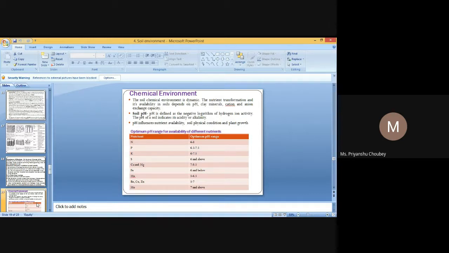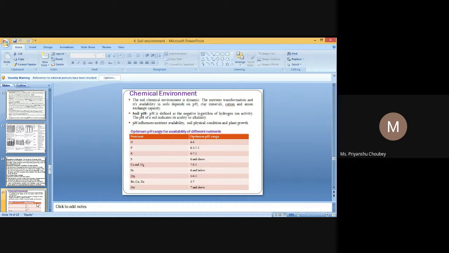Chemical environment. The soil chemical environment is the dynamic nutrient transformation, and its availability in soil depends on pH, clay minerals, and cation and anion exchange capacity. Soil pH is defined as the negative logarithm of hydrogen ion activity. The pH of a soil indicates its acidity or alkalinity. pH influences nutrient availability, soil physical condition, and plant growth.